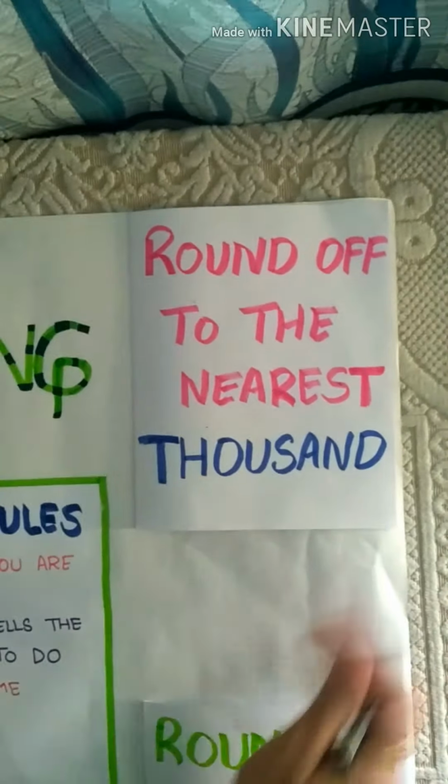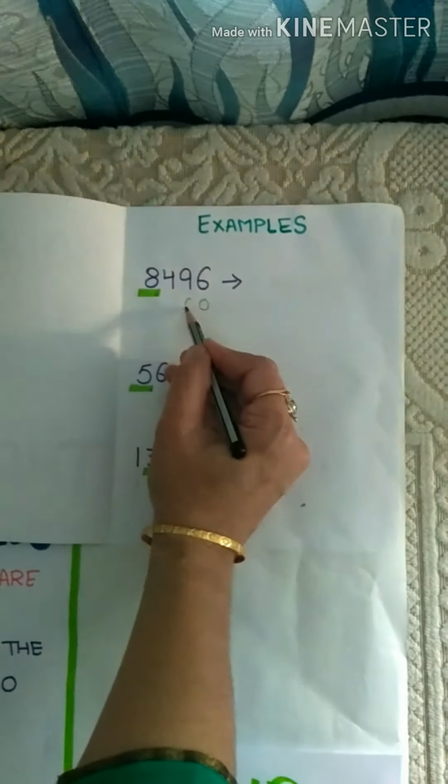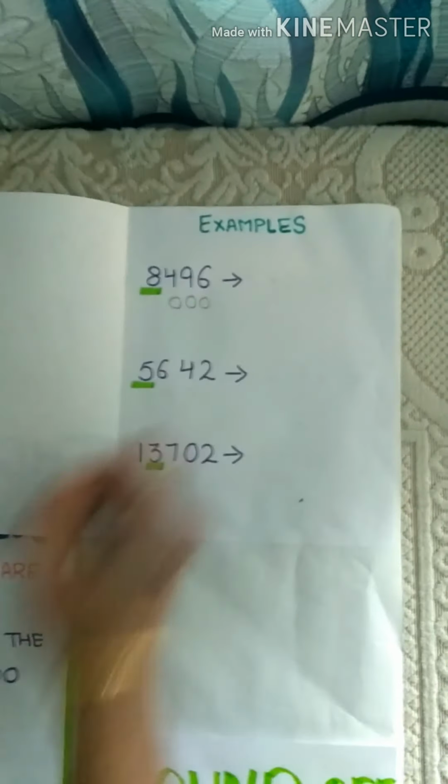8496. Now here I find out the digit at the 1000 place. Here the digit is 8, which is at the 1000 place. Ones, tens, 100 and 1000. Now first of all we write 0 at the ones, tens and 100 place.